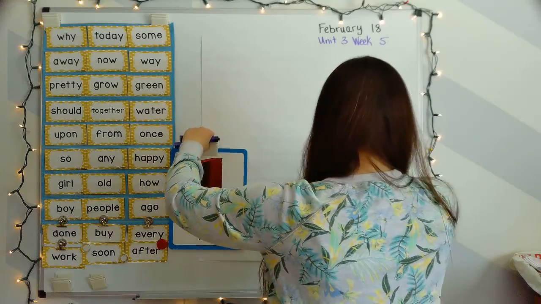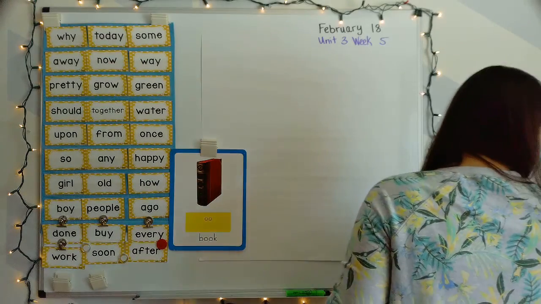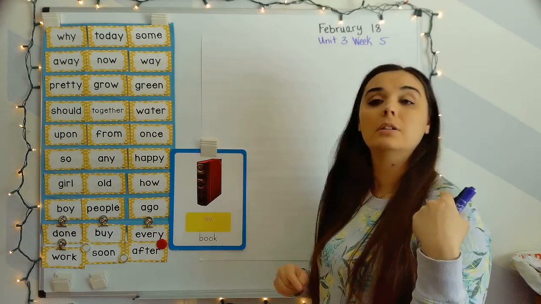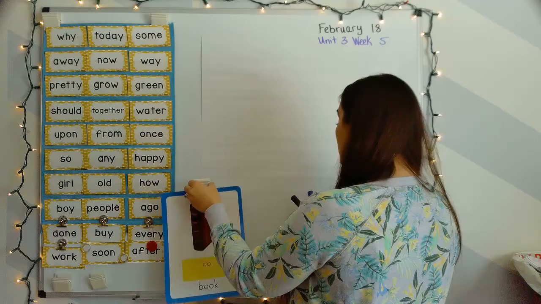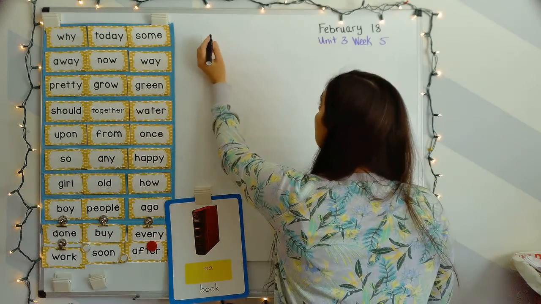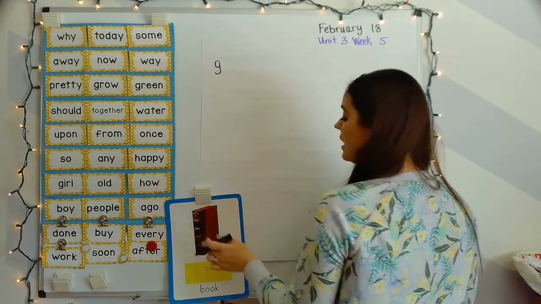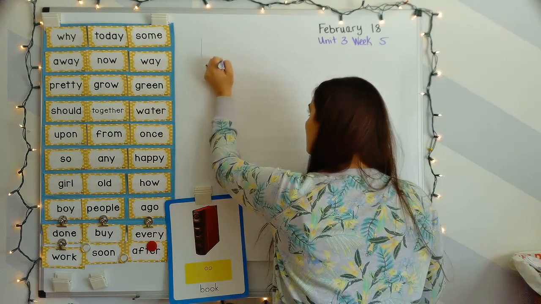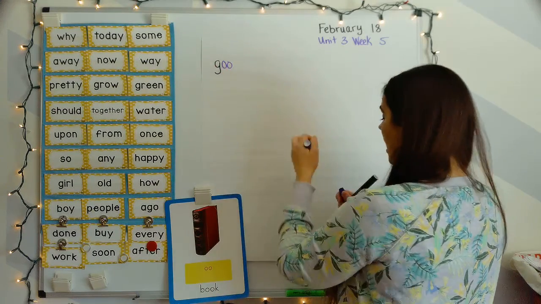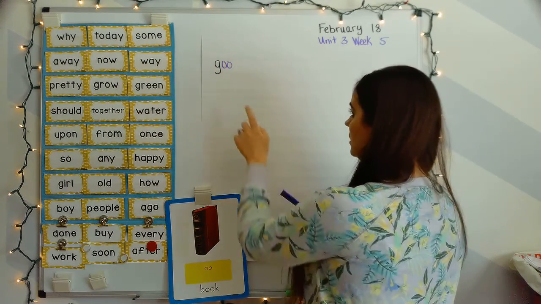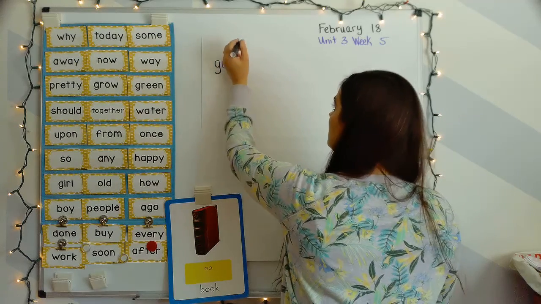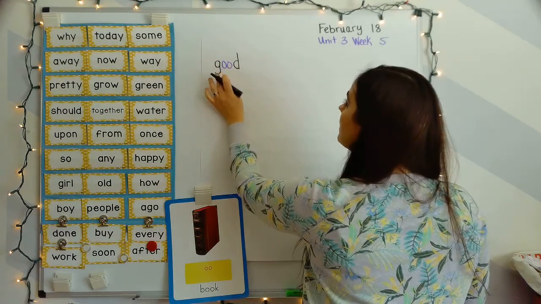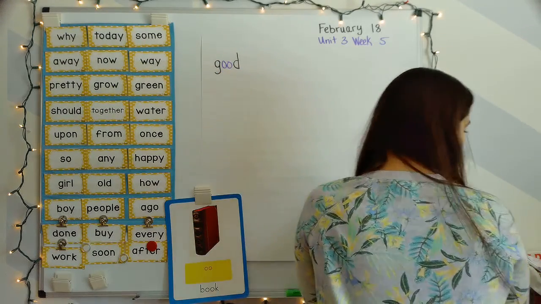All right, let's get started on our blending. So first word, good. Your turn. Good is actually a high frequency word. And now that we have the sound that O says, we can sound it out if we don't already know it. G says ga. O says uh. D says da. Good.